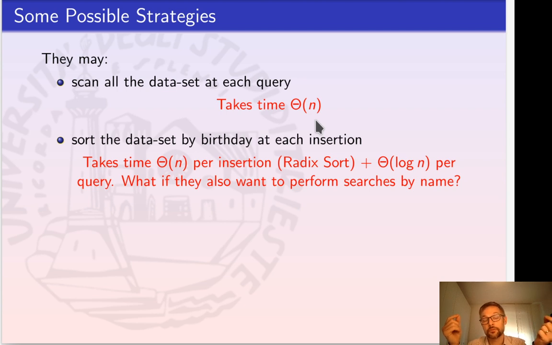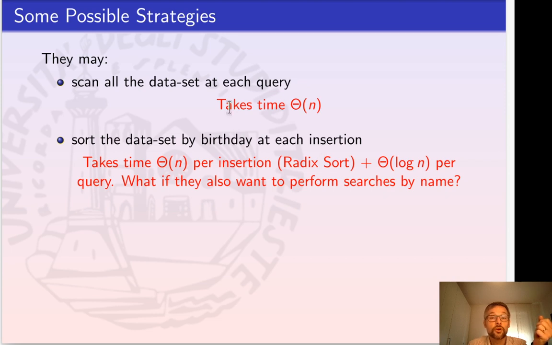one of these persons born on the day you have queried the data set. Basically, you are not assured that this is the only one, so you need to keep going until the end of the array of the data set. And in that case, the complexity is big O of n.